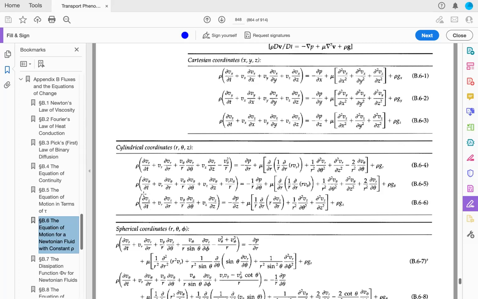If it is steady, do we have a change with time? The velocity? No, because it is not a function. It's steady, so we don't have a function with time. We don't have Vr here, so it also cancels out. We don't have theta, it cancels out.